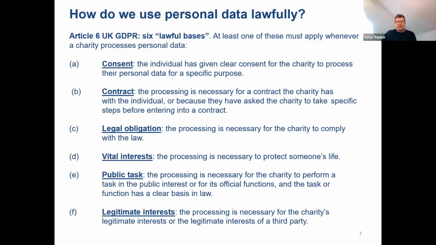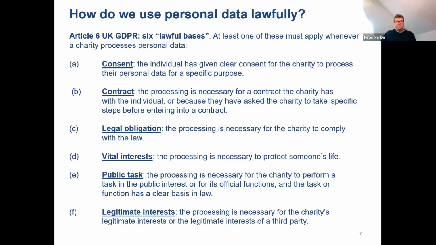So the UK GDPR has the concept of a lawful basis, and it sets out 6 ways in which an organisation can process a data subject's personal data lawfully. The lawful bases are set out in Article 6 of the UK GDPR, and at least one of these must apply whenever a charity processes personal data. So there is a premium on charities identifying which one of these lawful bases they are relying on in relation to an individual processing activity. Firstly, consent.